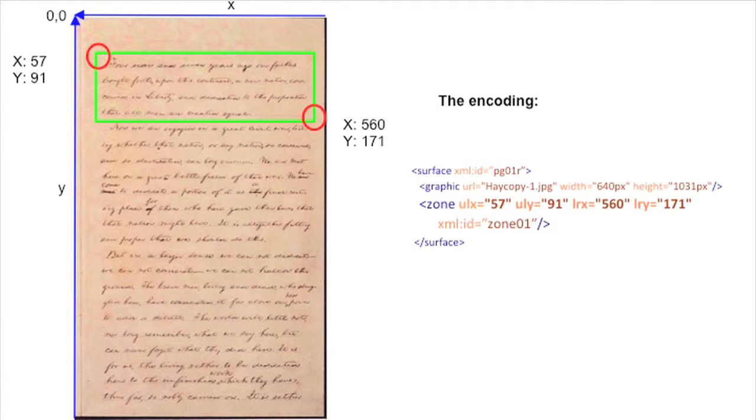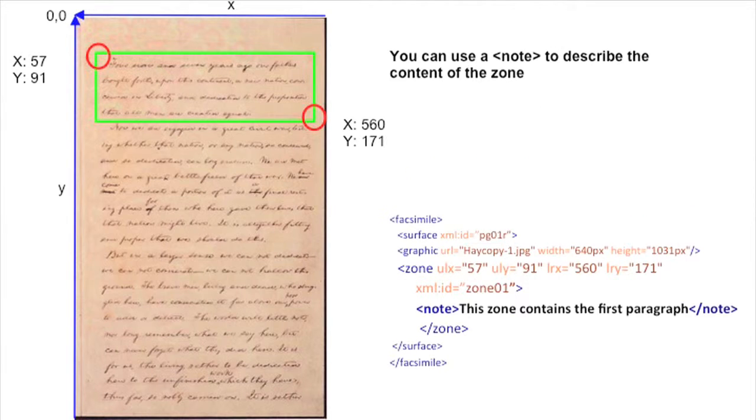Okay, is that clear? I know it's not the easiest thing to do, but the image and the example should be clear enough. Also very important is that you put an xml:id on your zone, because if you want to connect that to a transcription, that's where you need to have some referencing system in place. So how do you do that?